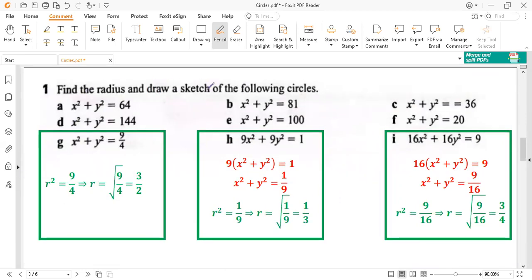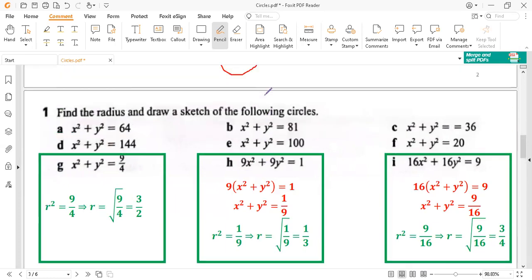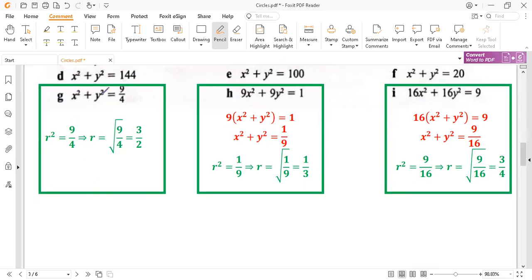Find the radius and draw a sketch of the following circles. We have two questions here: radius and sketch. We have x² + y² equal to a positive number. Since we have only x² + y², the center here is the origin, so the origin is the center of this circle.